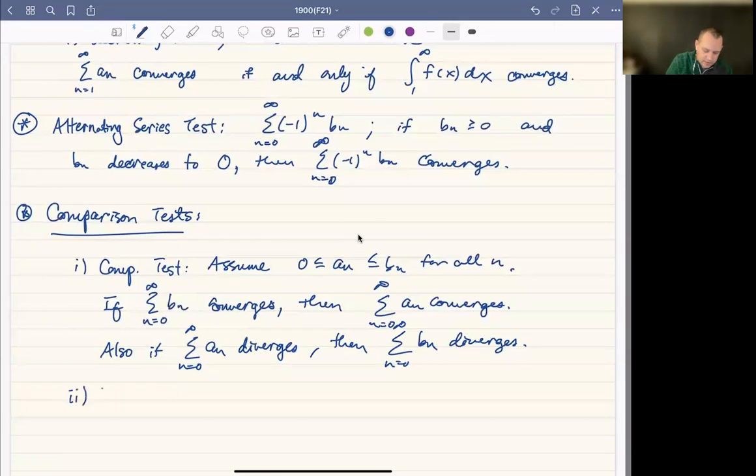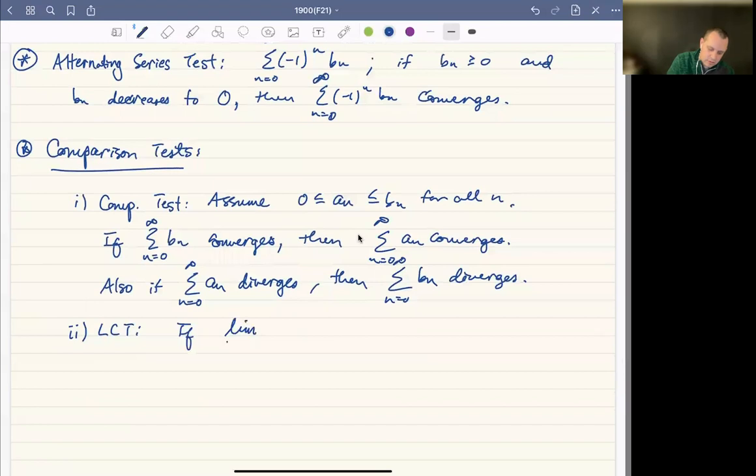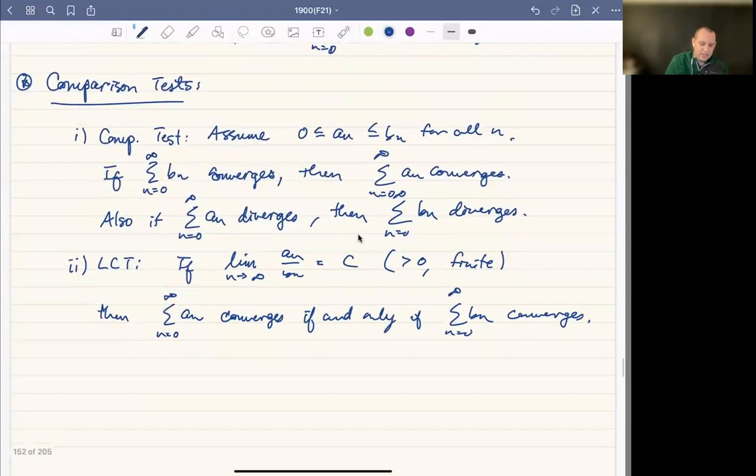And then there was the limit comparison test. The limit comparison test says if the limit of a_n over b_n is some positive and finite number, so if the limit is 1 or 5 or something, then the sum of a_n, sorry for my dog in the background, converges if and only if the sum of b_n converges. Okay, so that's the limit comparison test.